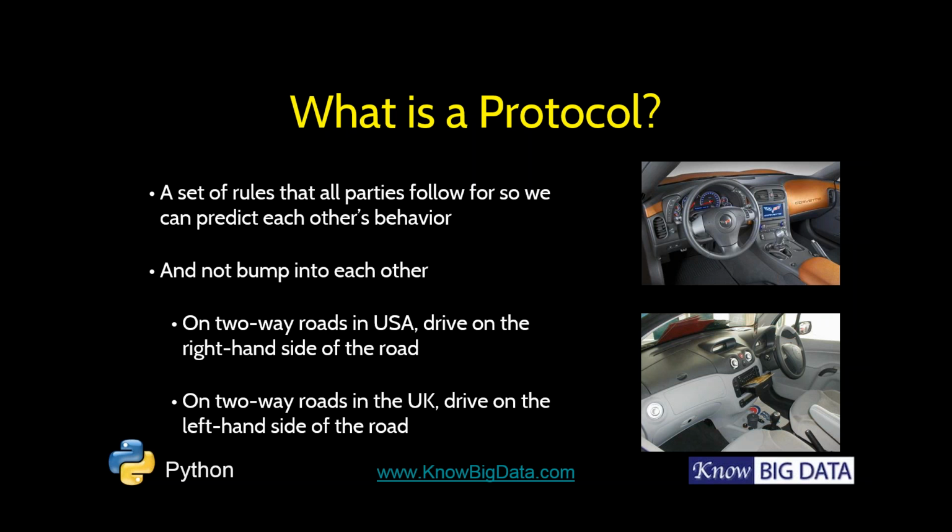Like on two-way roads in the USA, you drive on the right hand side of the road. On two-way roads in the UK, you drive on the left hand side. Everybody in the UK follows this, everybody in the US follows this. If they do not follow, they're going to get into a mess. So we all have to follow a set of rules so that communication is better and effective. That's the meaning of protocol, a set of rules that we all follow.